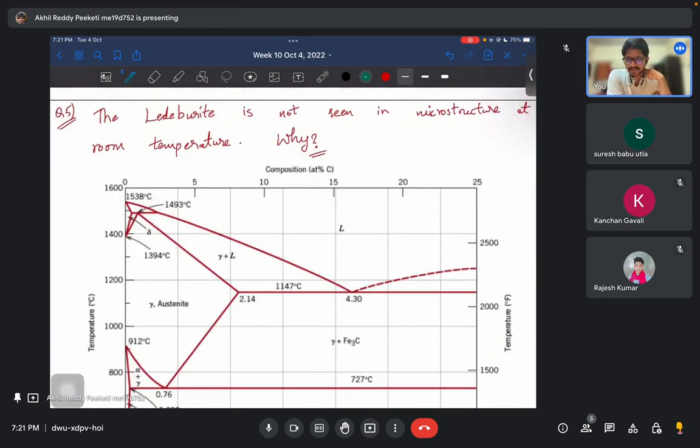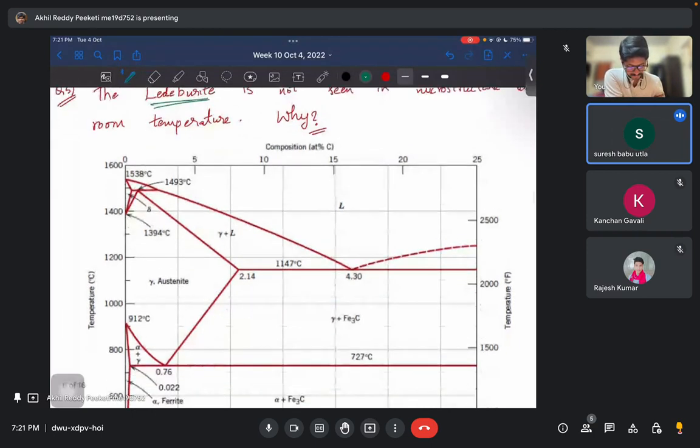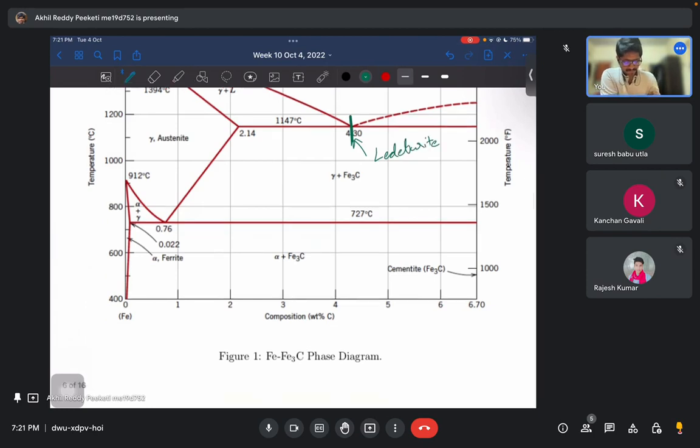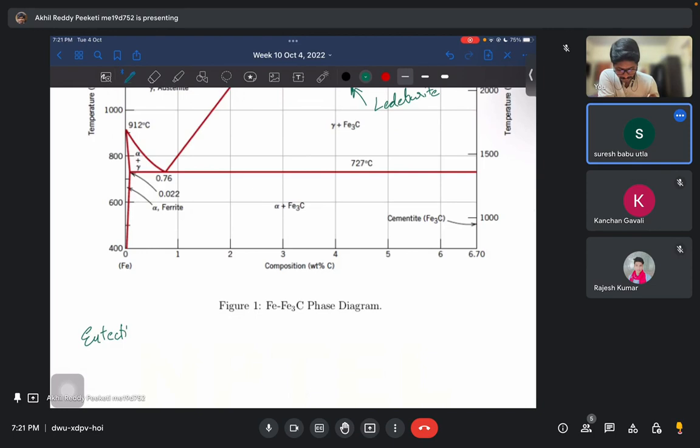Next question. So for this also you should know some names. Ledeburite is not seen in microstructure at room temperature. Why? So do you know what is ledeburite? Yeah, what is it? Yes, this is ledeburite. The eutectic mixture of austenite and cementite is called ledeburite.